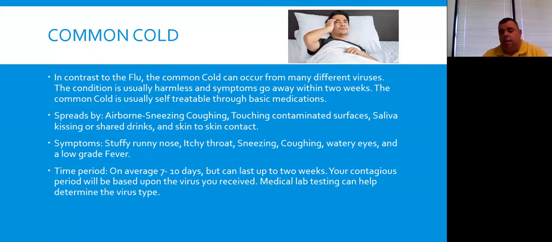Something else is that the flu comes from the influenza virus, and the flu is just short for that. Not everybody calls it the influenza; they call it the flu. The common cold occurs from a whole bunch of different types of viruses, but they're usually not nearly as severe as the influenza. The condition is usually harmless, and symptoms usually go away within up to 2 weeks. The common cold is usually self-treatable through basic medications, as we said, cough medicine.